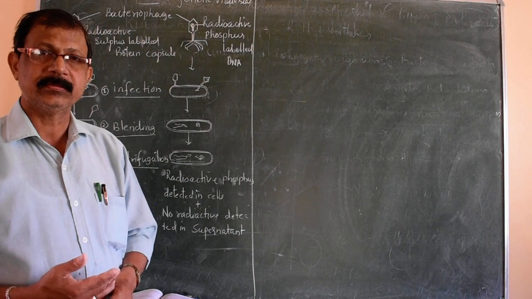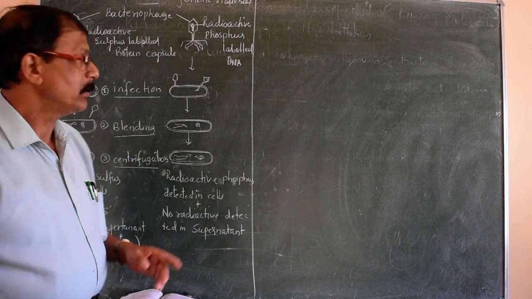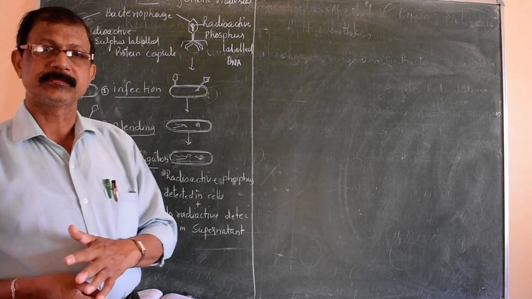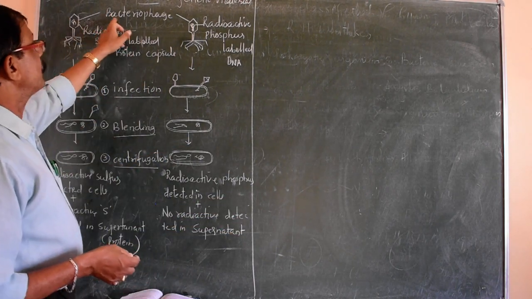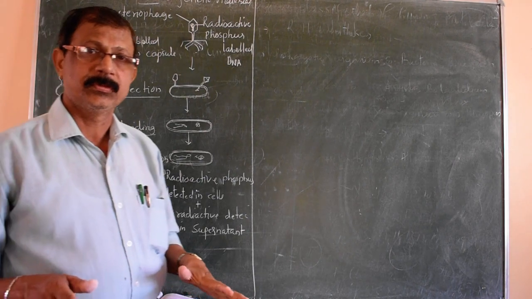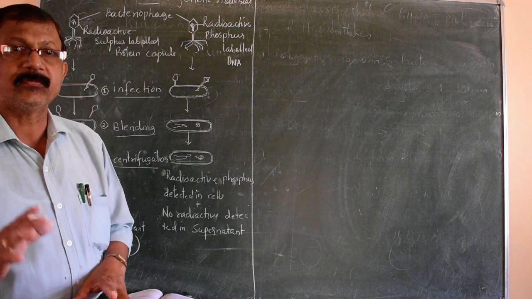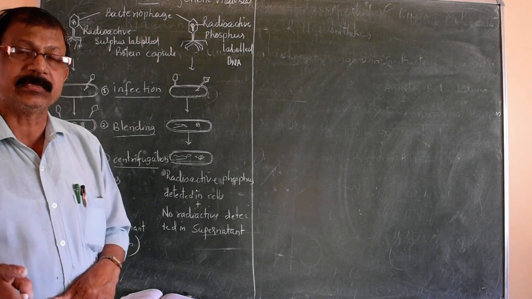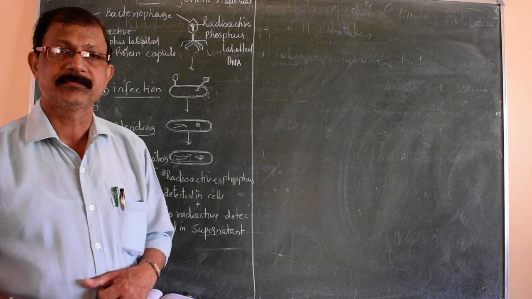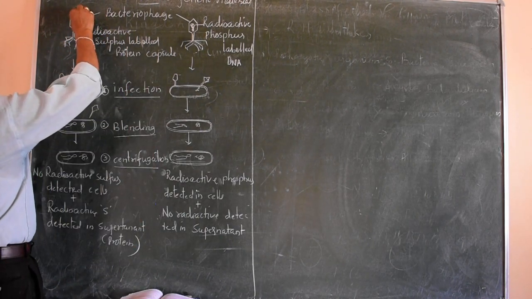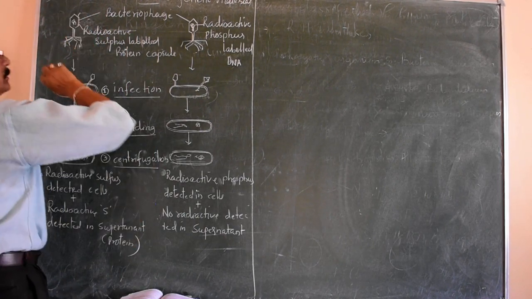In their experiment they grew the bacteriophage in two different media. Bacteriophage means a T4 bacteriophage, which is a virus. You studied the structure of the virus in the first PUC class. It has an external coat, and this external coat is a protein.